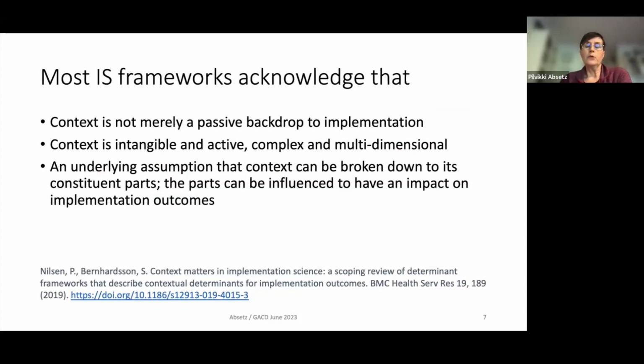And the take-home message from the review was that most of the frameworks acknowledge that context is not merely a passive backdrop to implementation, that it is intangible and active, complex and multidimensional. But how this complexity operates is not very well defined. There is an underlying assumption that the context can be broken down into parts, and the parts can be influenced to have an impact on implementation outcomes.